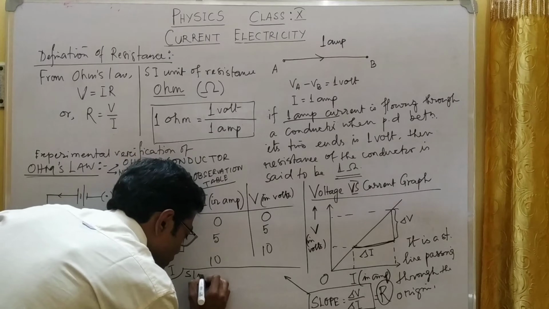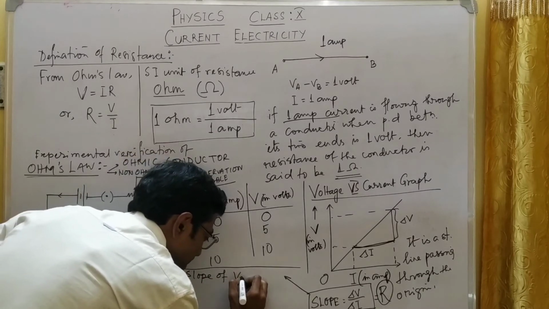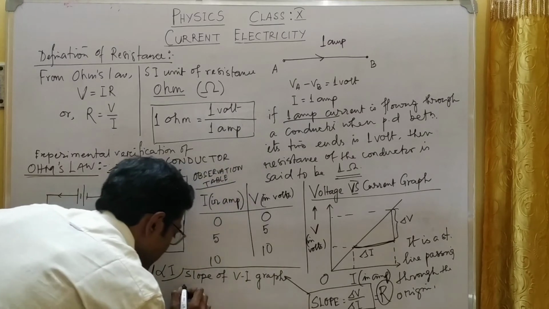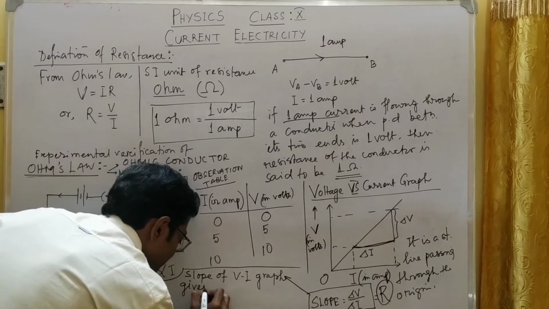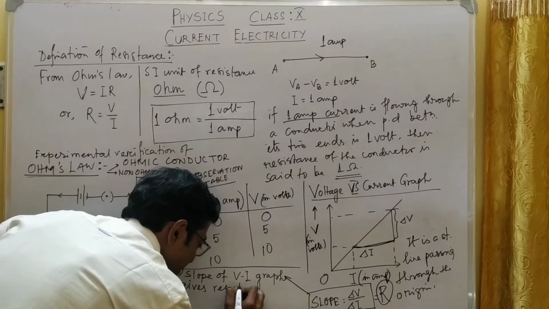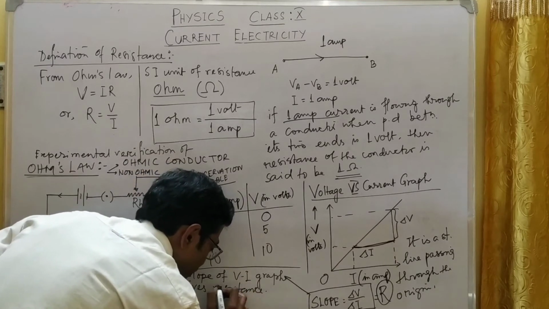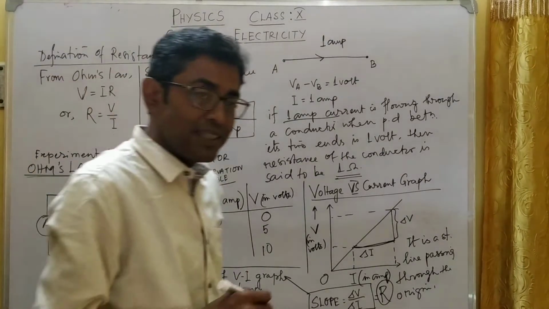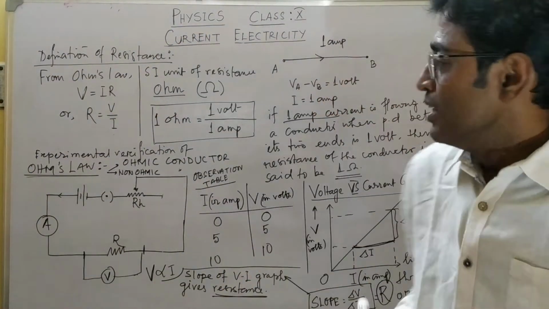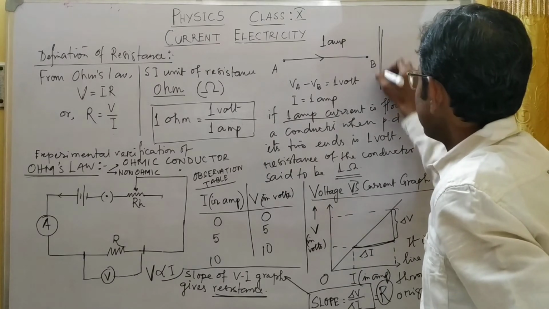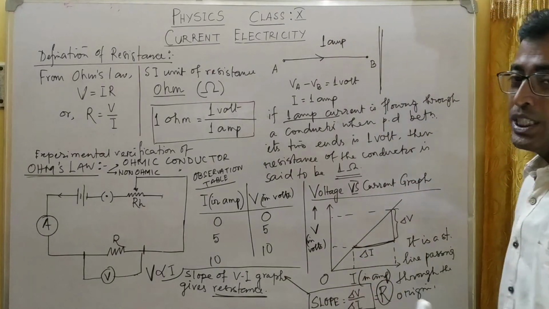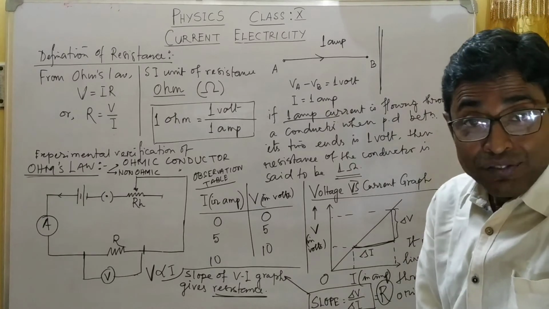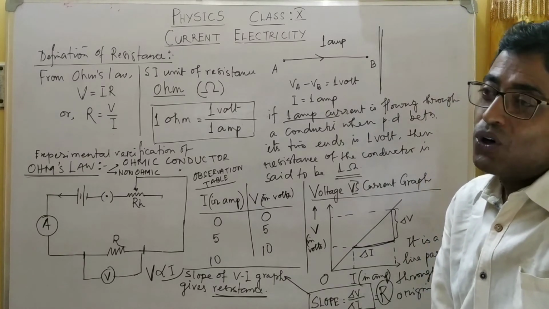So the slope of the VI graph gives resistance. Remember this thing, resistance. So we are learning resistance. Very quickly we will learn one more thing here. So remember, just the opposite of resistance. Resistance is the resistive force offered to the flow of electrons.